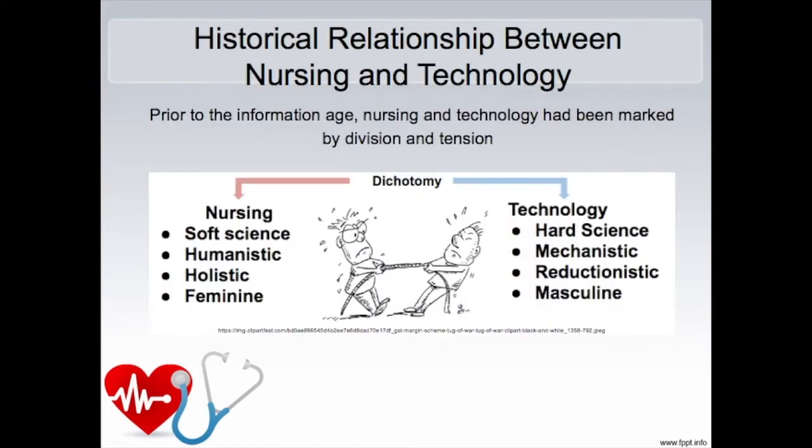Prior to the information age, nursing and technology had been marked by division and tension. Nursing was viewed as a soft science, holistic, humanistic, and feminine. And in contrast, technology was viewed as a hard science, mechanistic, and masculine.